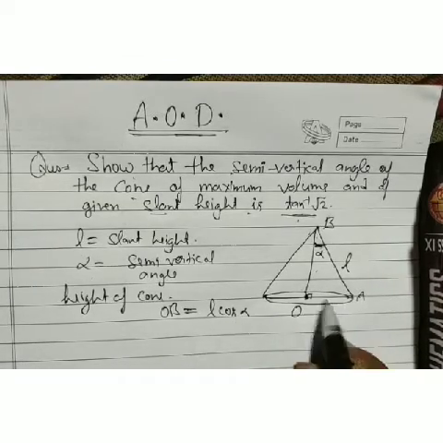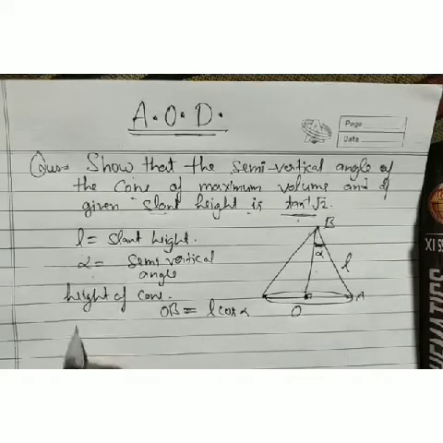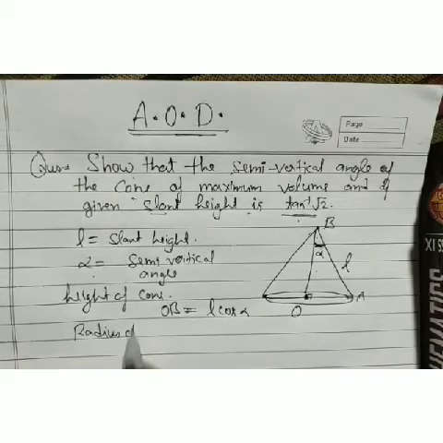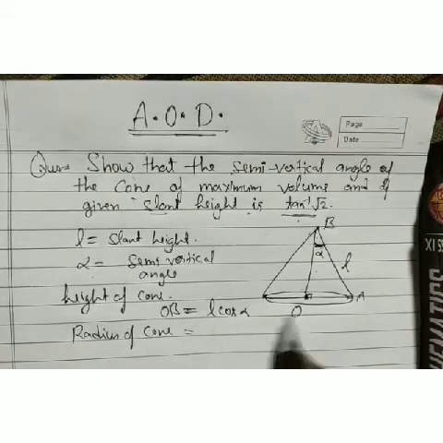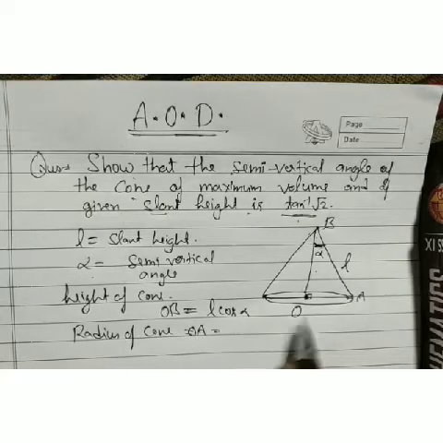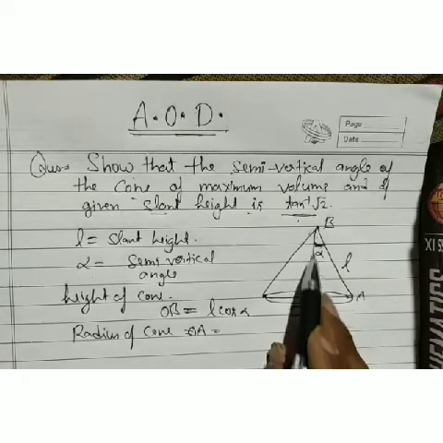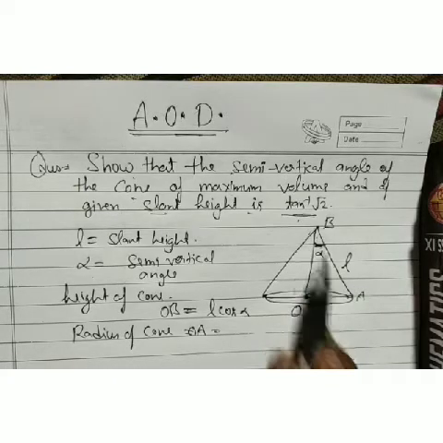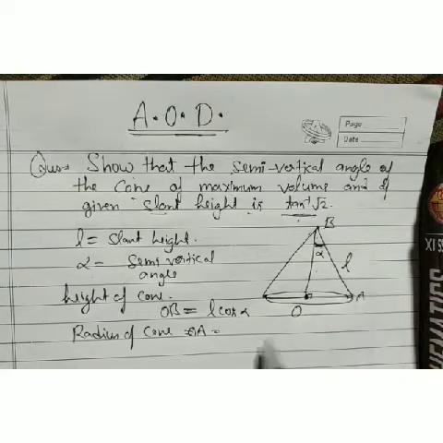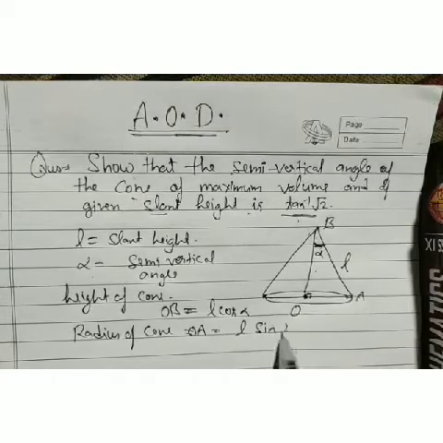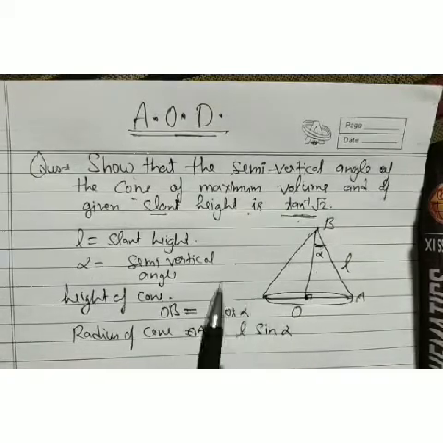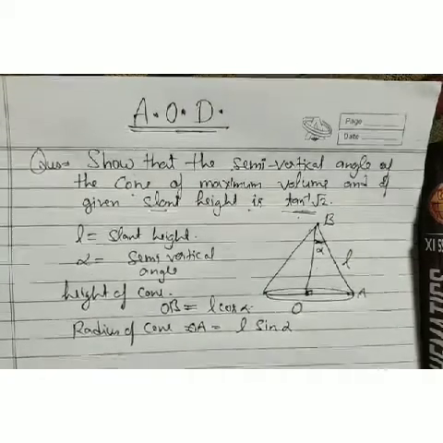Now we are going to find its radius. The radius of the cone is OA. In terms of L, with respect to alpha this is the perpendicular and this is the hypotenuse, so we get sine. Then it's L sin alpha. Now we have the height of the cone and the radius of the cone.